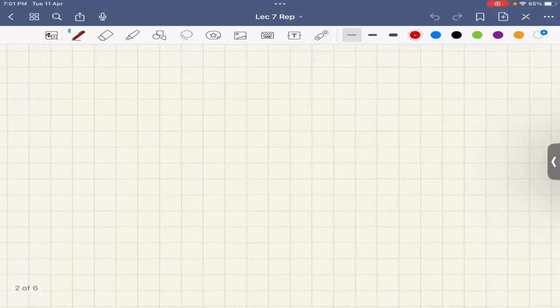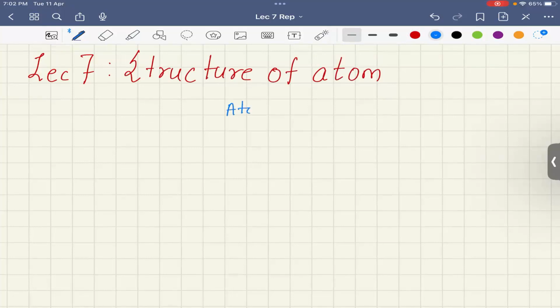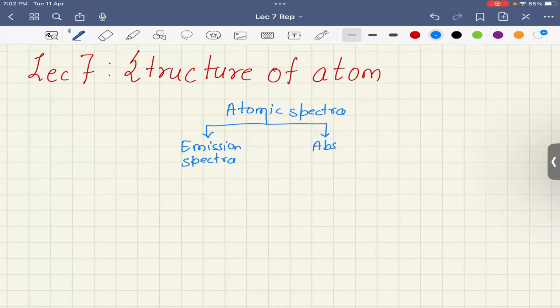So let us start. This is lecture 7, structure of atom. What we are going to study today is atomic spectra. So we studied what atomic spectra is. There are two parts of it: one is emission spectra and the other is absorption spectra.